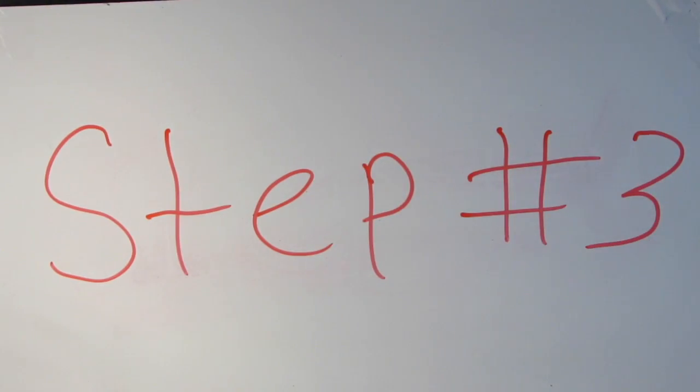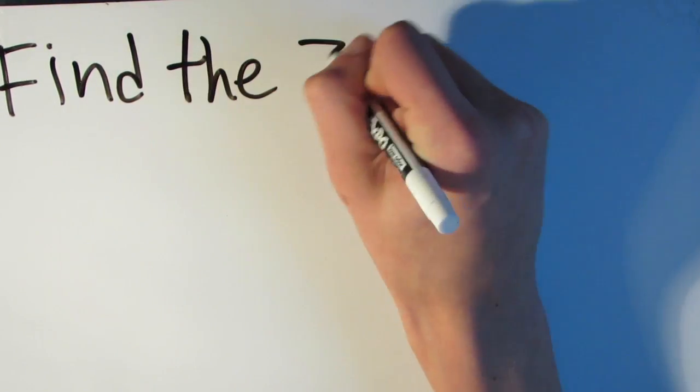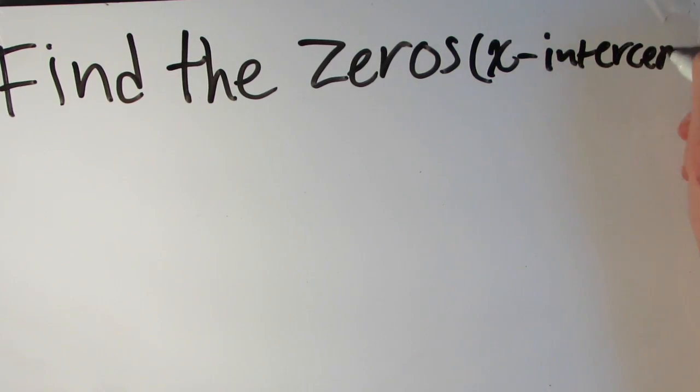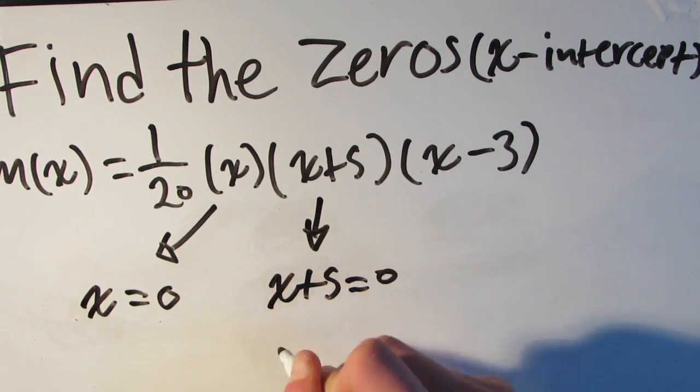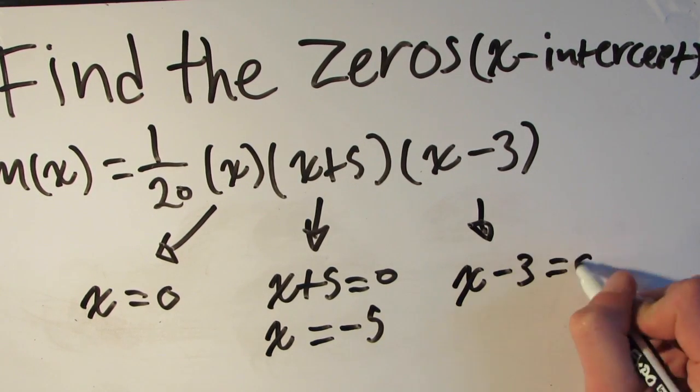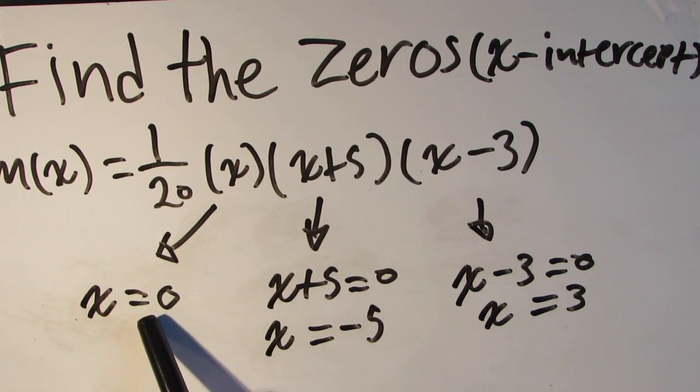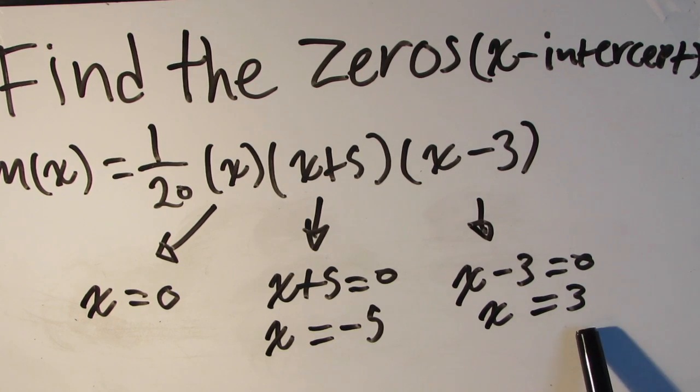Step 3. Find all the essentials to graph. First, we're going to find the zeros, also known as x-intercepts. The way to do this is to isolate for x and get your value. As you can see, our zeros are 0, negative 5, and 3.